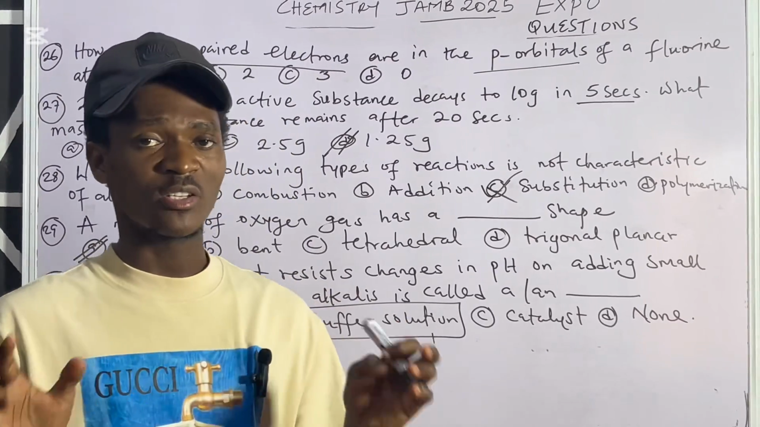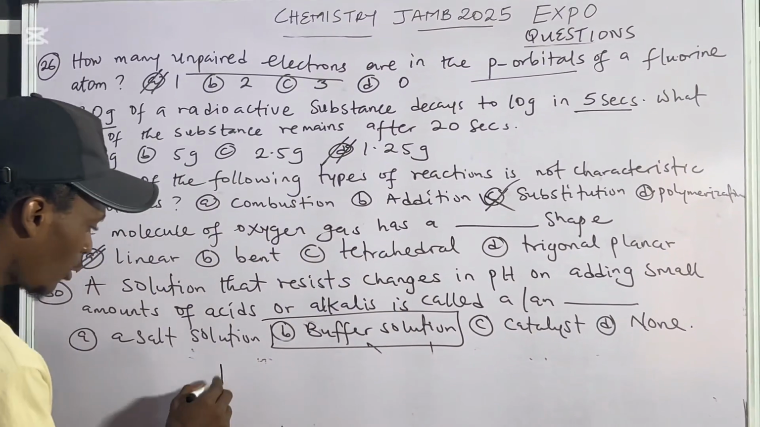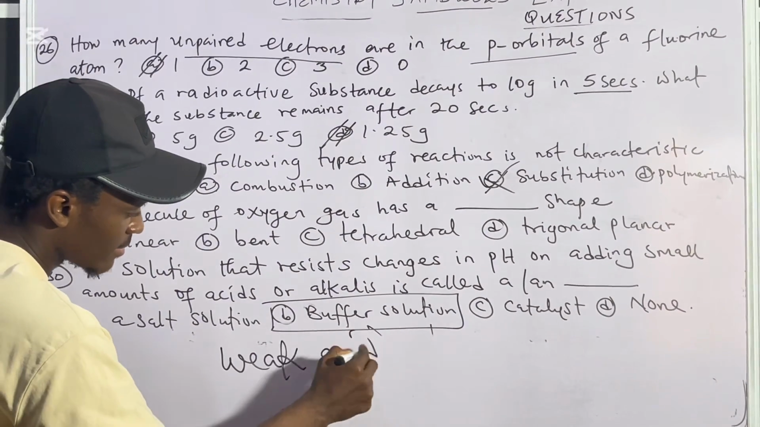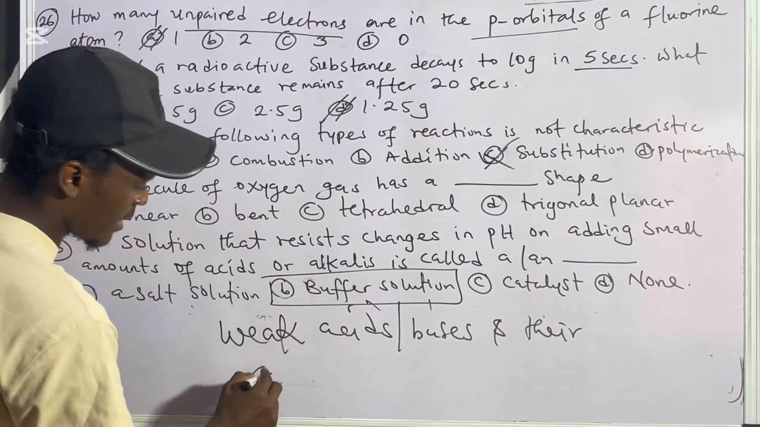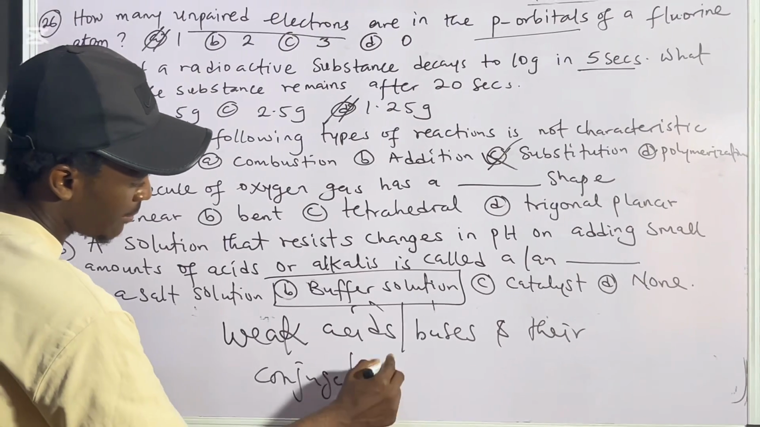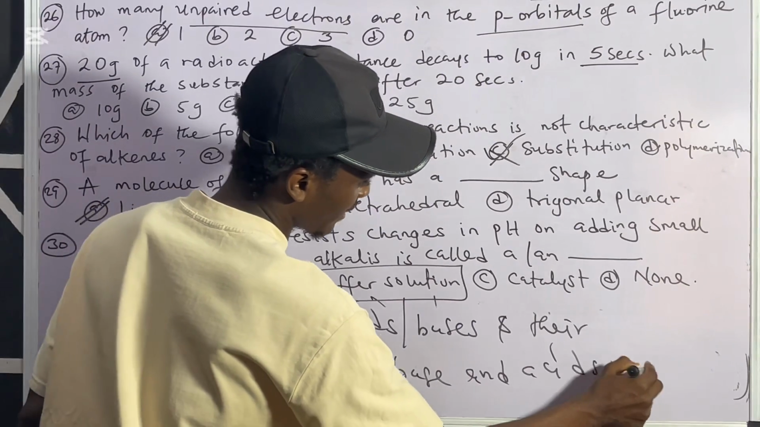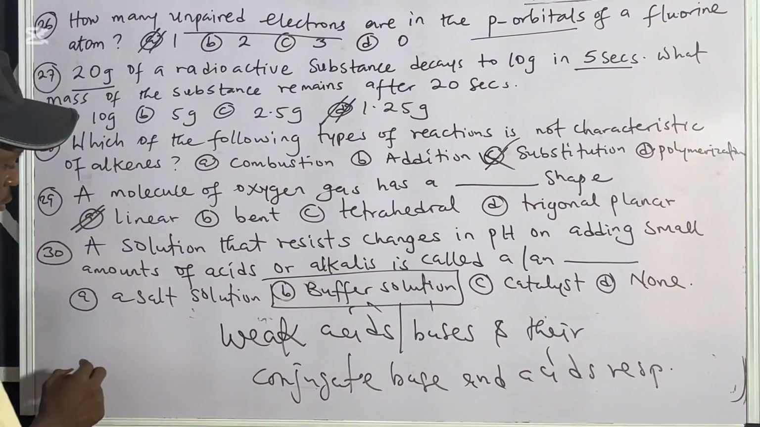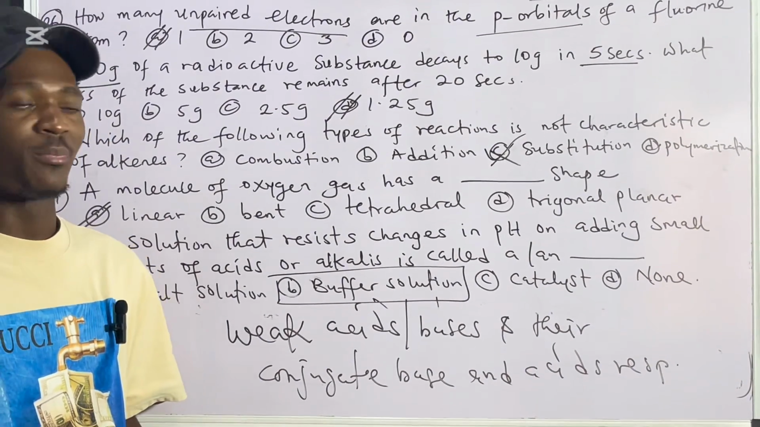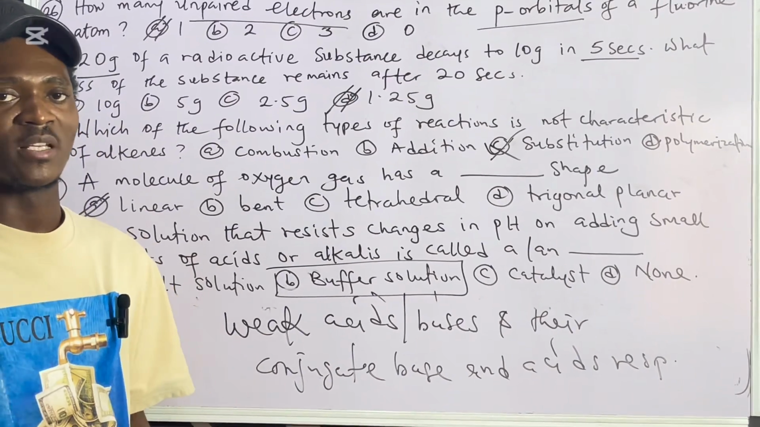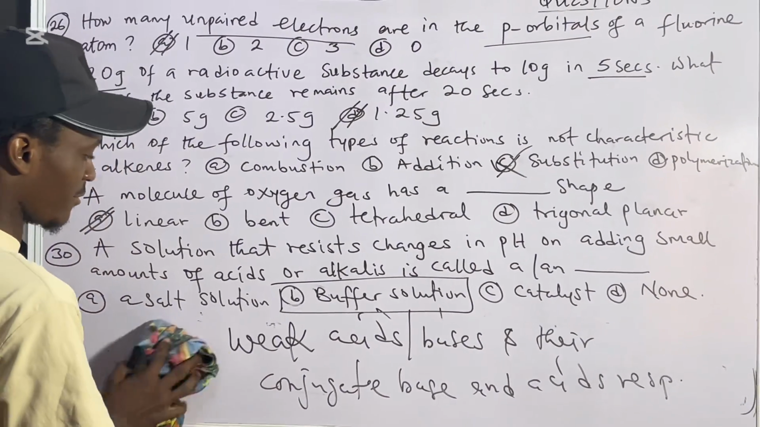What does that mean? In a nutshell, I can say that buffer solutions are made up of a mixture of weak acids or bases and their conjugate bases and acids respectively. So what does that mean? It means that when you bring a weak acid and mix it with its conjugate base, that gives you a buffer solution. Or you bring a weak base and mix it with its conjugate acid, it gives you a buffer solution. All these conjugate acids and conjugate bases that I'm making reference to, what do they mean?